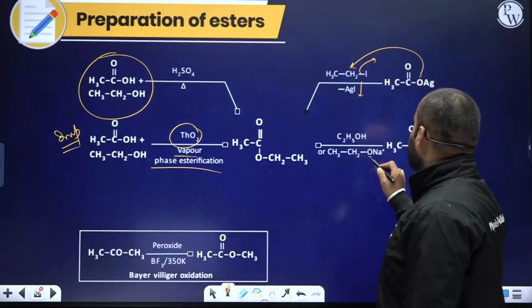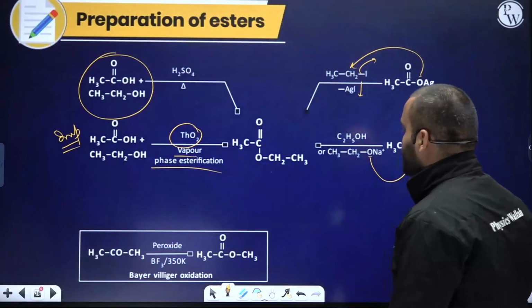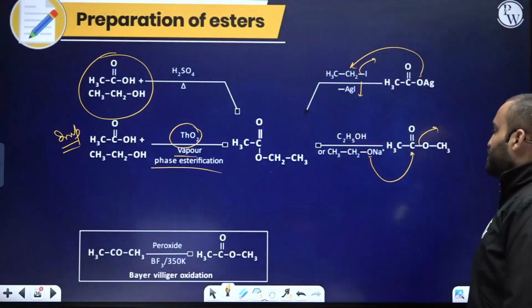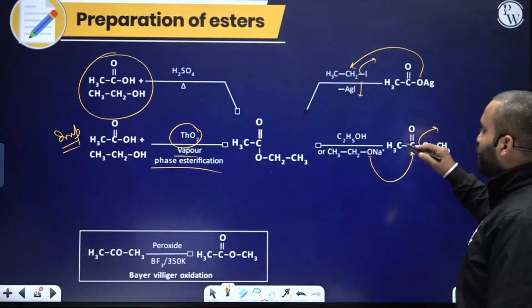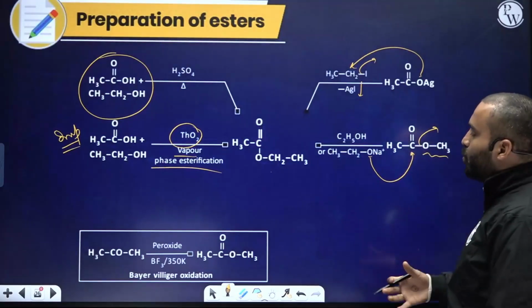The negative charged partner will attack on the center and it will kick away this. This is also known as transesterification. You start from an ester and you can kick away one of the alkoxy groups and bring in a new alkoxy group.